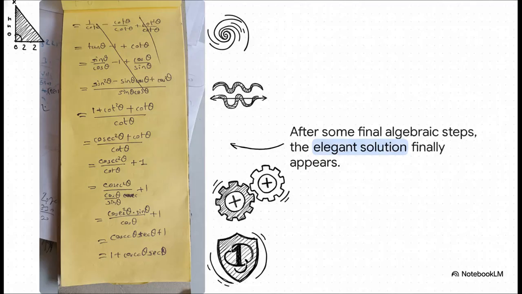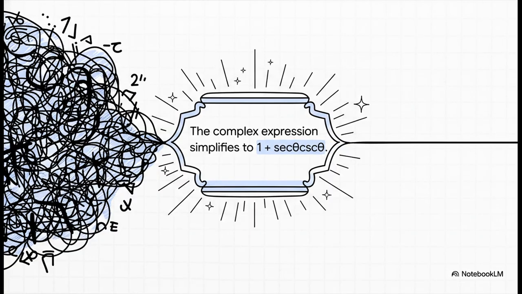Okay, let's follow these final steps. After we split the fraction, we had 1 plus cotangent plus tangent. Now we convert all of those into their sine and cosine parts. Once you get a common denominator, you'll see a very famous pair show up in the numerator. Sine squared plus cosine squared. And thanks to the Pythagorean identity, we know that just equals 1. That's the final piece of the puzzle. Which brings us here. After all that work, all that untangling and simplifying, we get this beautiful, simple answer. 1 plus secant theta cosecant theta. It's just incredible how much simplicity was hiding inside all of that initial complexity.